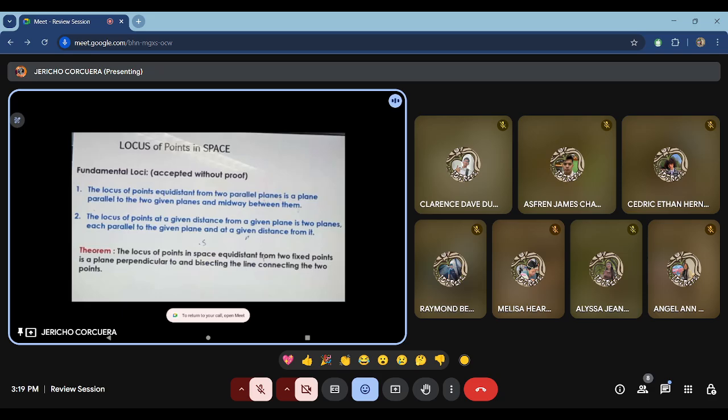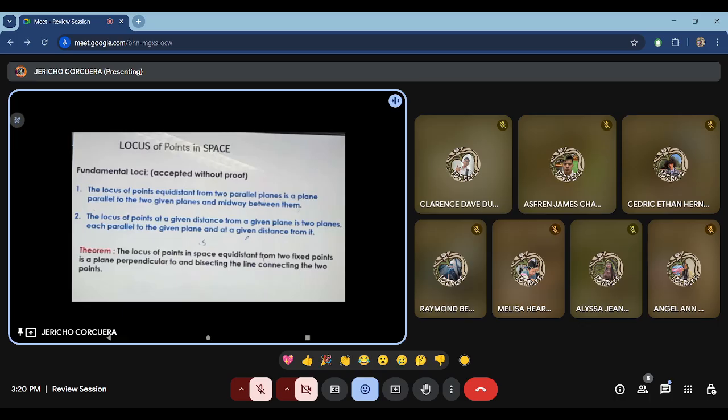the locus of points in space is accepted without proof. Fundamental loci are accepted without proof. The locus of points equidistant from two parallel planes is a plane parallel to the two given planes and midway between them. The locus of points at a given distance from a plane is two planes, each parallel to the given plane and at the given distance from it. Theorem: the locus of points in space equidistant from two fixed points is a plane perpendicular to and bisecting the line connecting the two points.